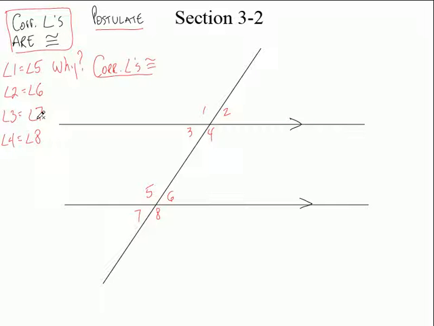Why are 3 and 7 equal to each other? Because corresponding angles are congruent. One more time. Why are 4 and 8 equal to each other? Because corresponding angles are congruent. Okay, you get that? I want to make sure that I hammer that through.